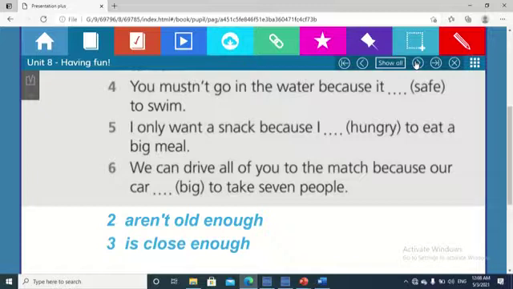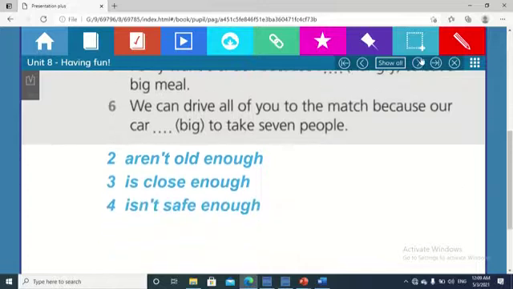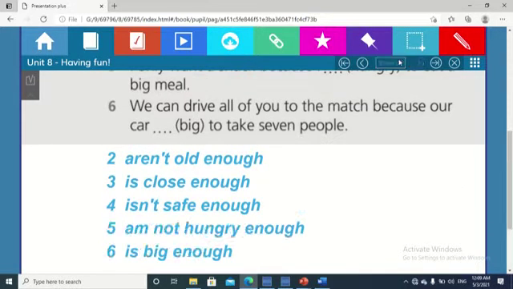We don't need more. It's close enough. It's not, it isn't far. So that's why we use it in affirmative. Number 4, in the same way, you mustn't go in the water because it isn't safe enough to swim. You mustn't go because it isn't safe. If it's safe enough, you can go. But now, it isn't safe enough. Of course, in the same way is number 5 and number 6.